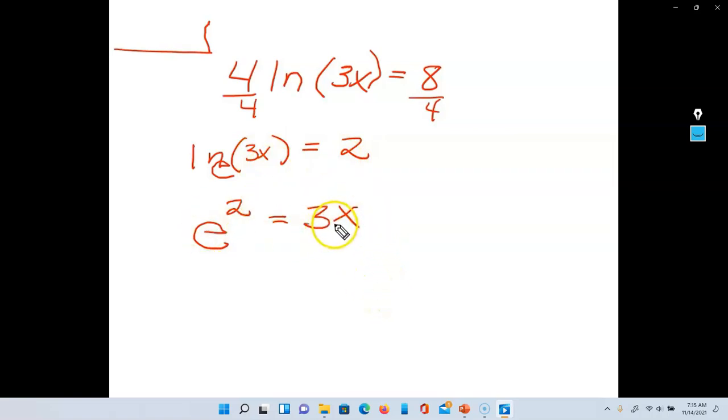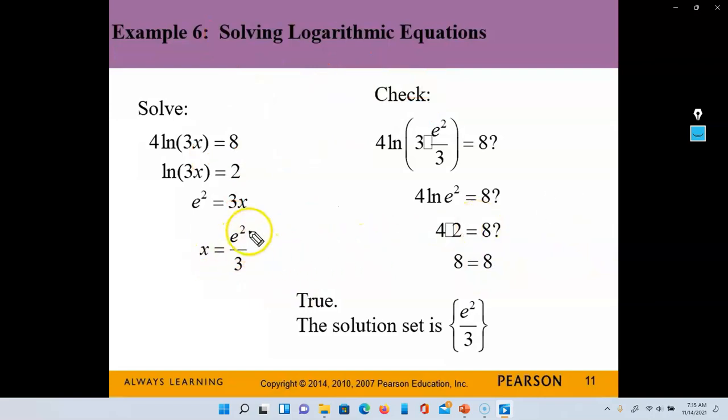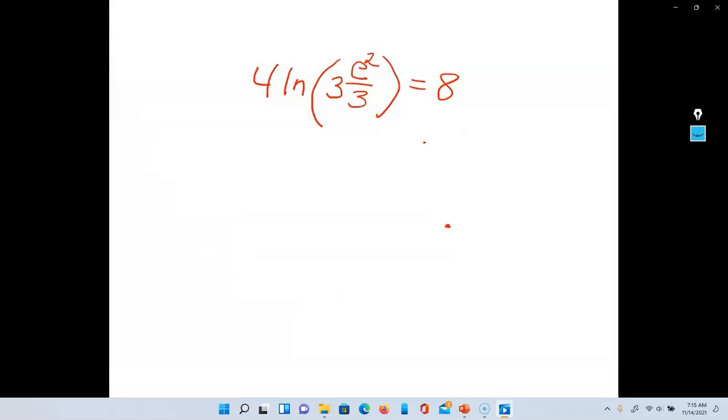So how do we solve for x? Well, we divide both sides by 3. So we get x equals e to the second divided by 3. Now again, this is the exact answer. We're going to get an approximation. And if we go back here, there's our exact answer. The check is a little hard to follow, so we'll use the whiteboard to review it with you.